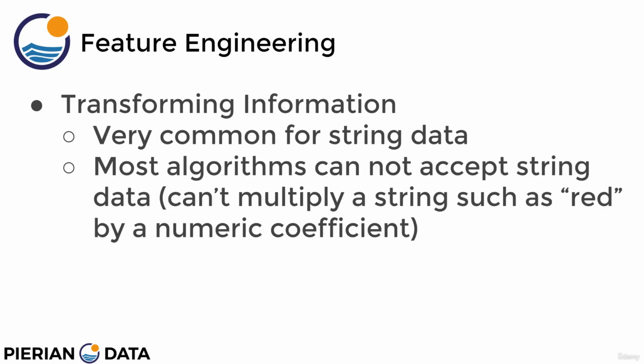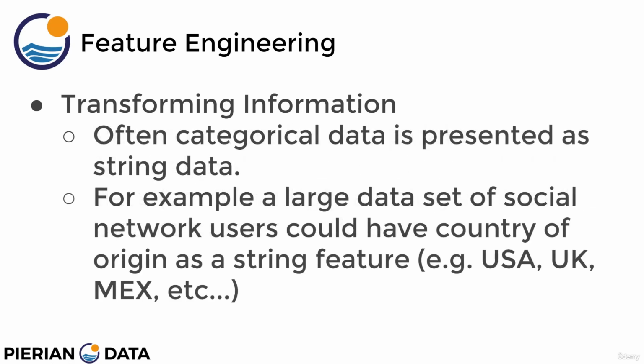Now let's discuss transforming information. This is very common for string data, especially for things like categorical data that's coming in as strings, because most algorithms cannot accept string data directly. Again, you can't multiply a string such as red by a numeric coefficient. It doesn't make sense to say 4 times red. So often, because categorical data is presented as string data, what we need to do is transform it.